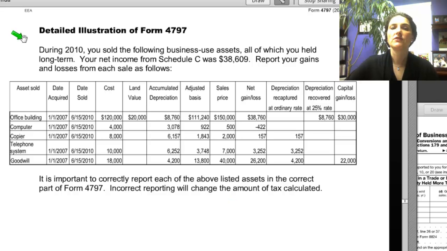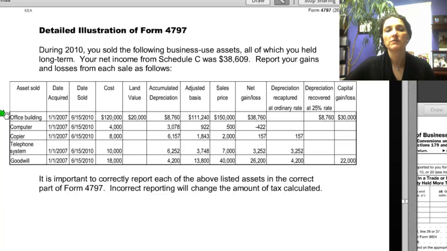Now, I have been promising you a detailed illustration of how to complete Form 4797, and earlier when we were looking at the asset acquisition statement and the division of how we classified the assets being sold, we were referring to these assets. So you will see that if you total up these assets and then carry them back to that earlier illustration, the numbers in that illustration come from this schedule right here. During 2010, you sold the following business use assets, all of which you held long-term. Your net income from Schedule C was $38,609.